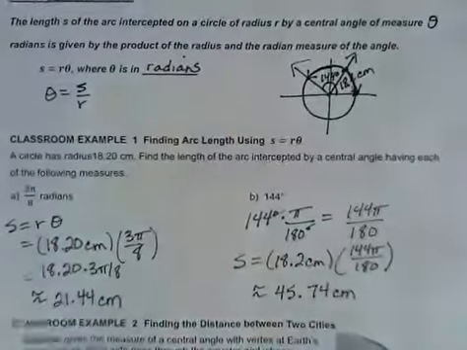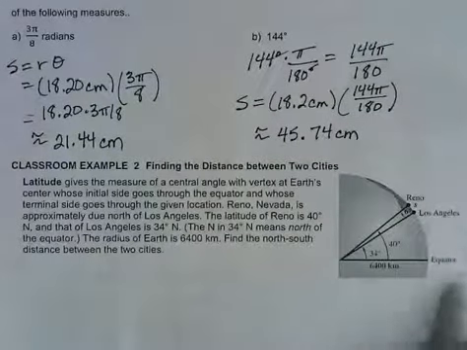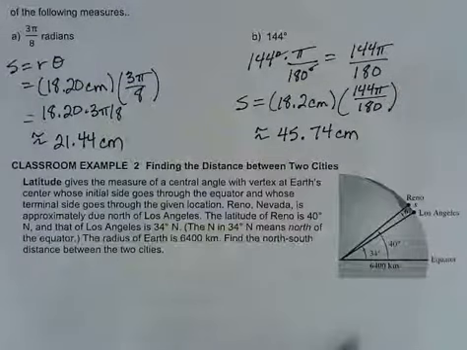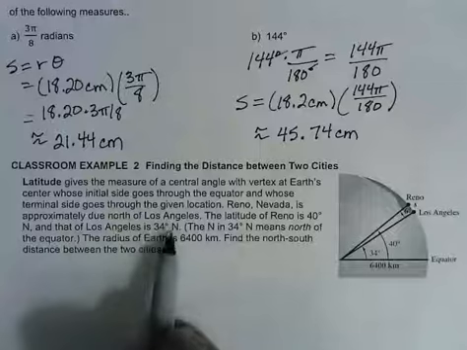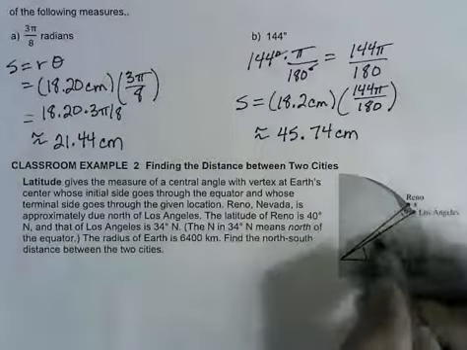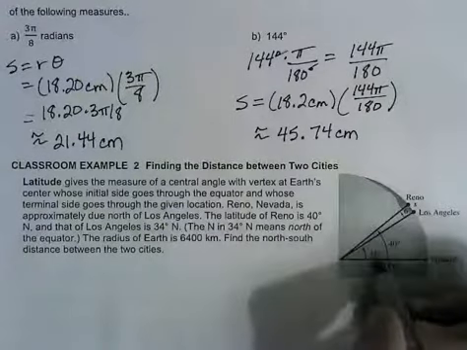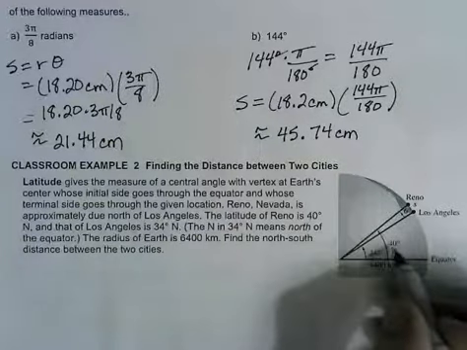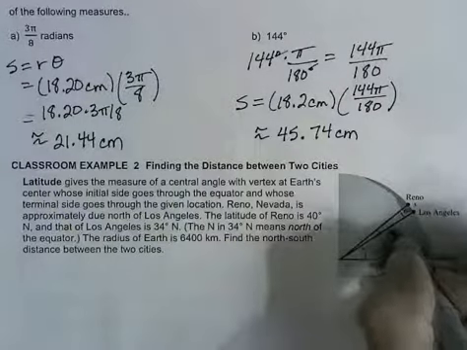The next application we can do with this is to find an approximate distance between two cities using their latitude. This can work if you have two cities that are approximately due north or south of each other. What we're looking for is the difference in their latitudes. They're both north of the equator. So this one has a latitude of 34 degrees north and this one has a latitude of 40 degrees north. So the difference between those angles is actually 6 degrees.